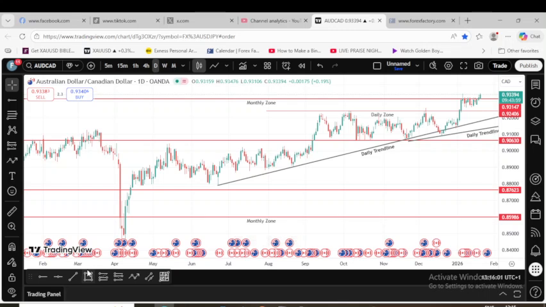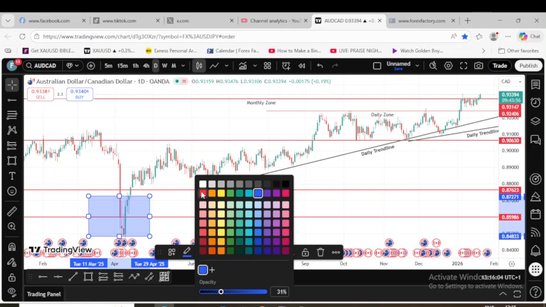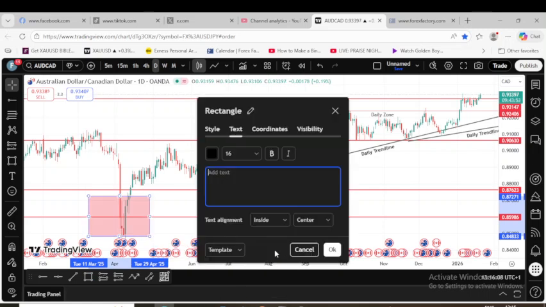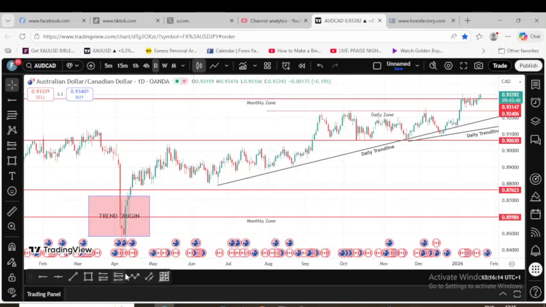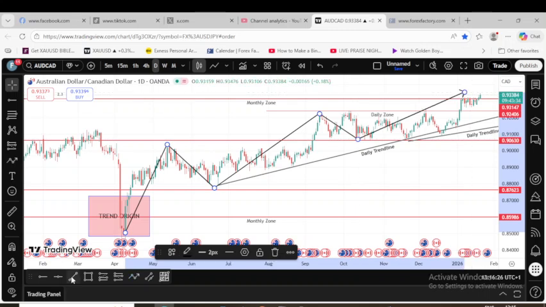So let's identify our trend origin, which is obviously here. Let's switch it to red because I like my trend origin box being a red box. So this is our trend origin. Let's now identify our market structure following after that. So we have impulsive, correctional, impulsive, correctional, impulsive. So price is currently on an impulsive move.